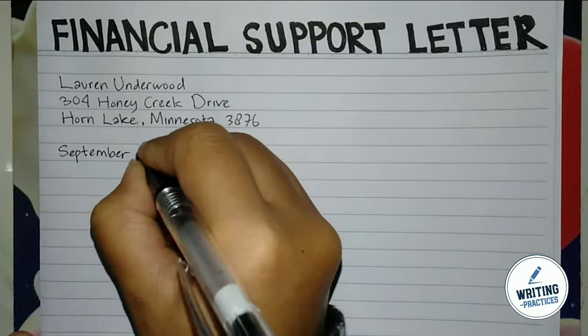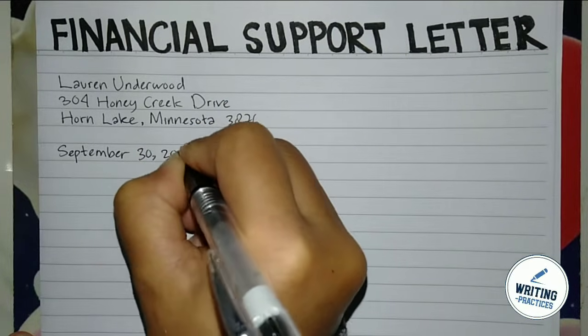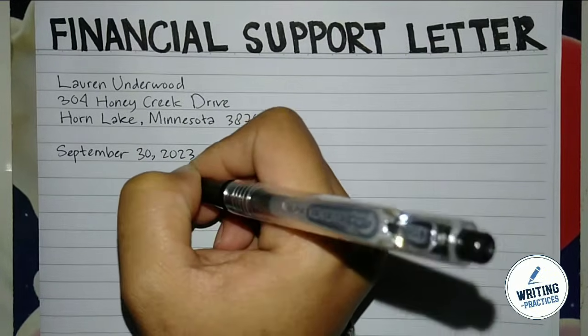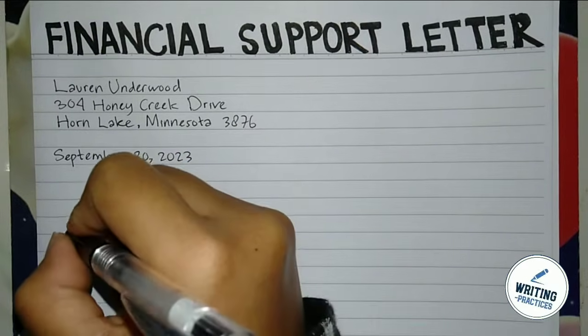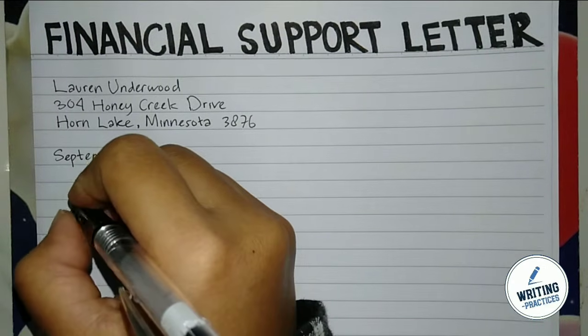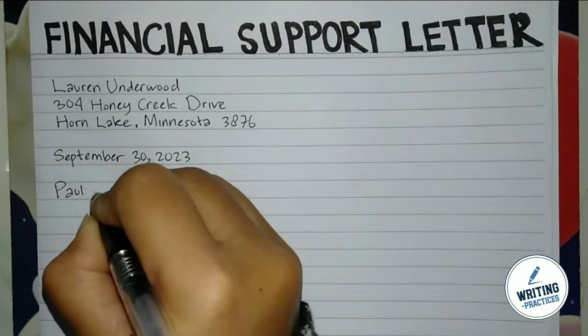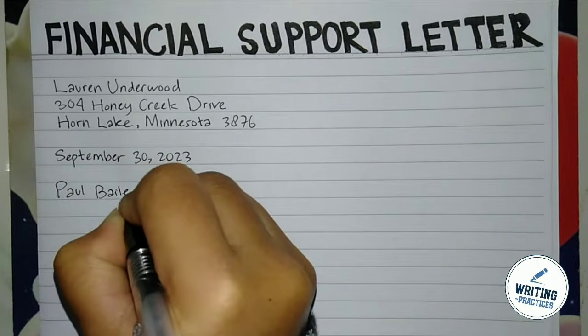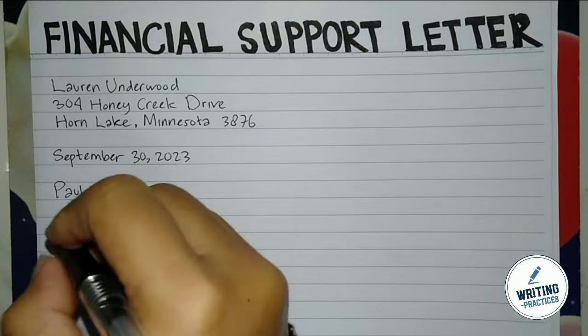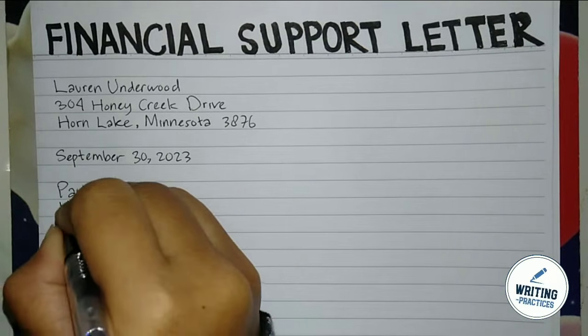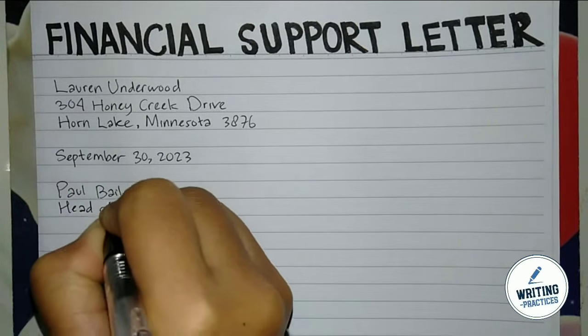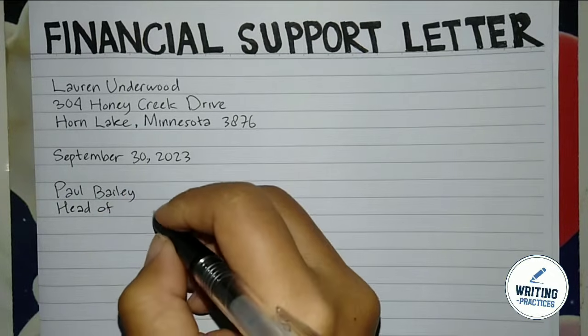After that, write the date of the letter. When you write the date, you can use the format of month, date, and year. In this example is September 30th, 2023. For the next, write the information about the recipient. You can write the full name. Under it, write the title or job position or occupation in the organization or university or school.